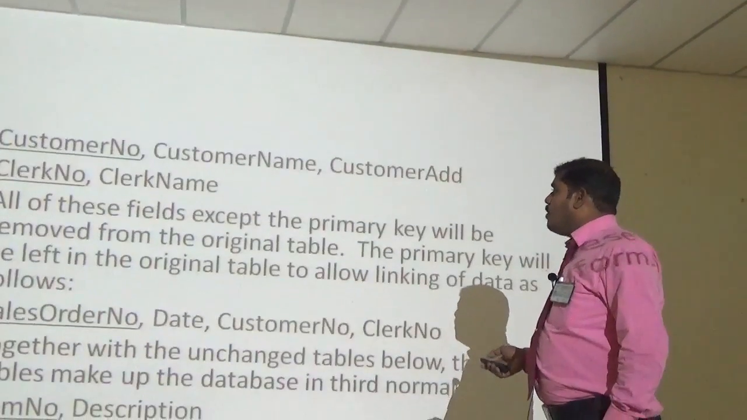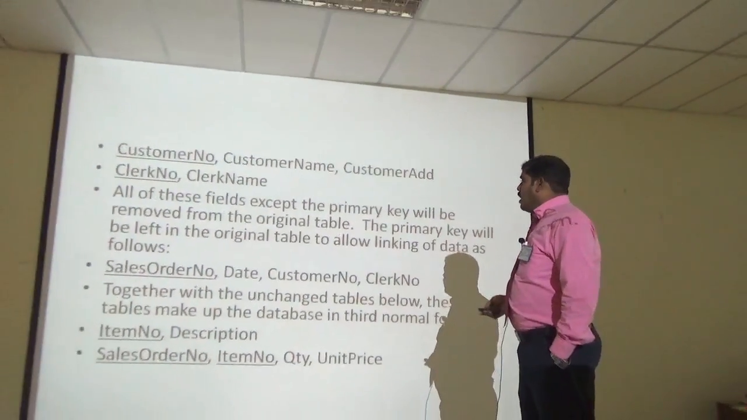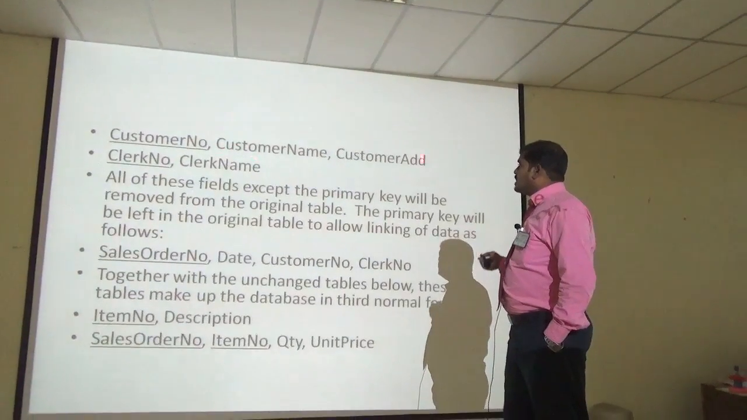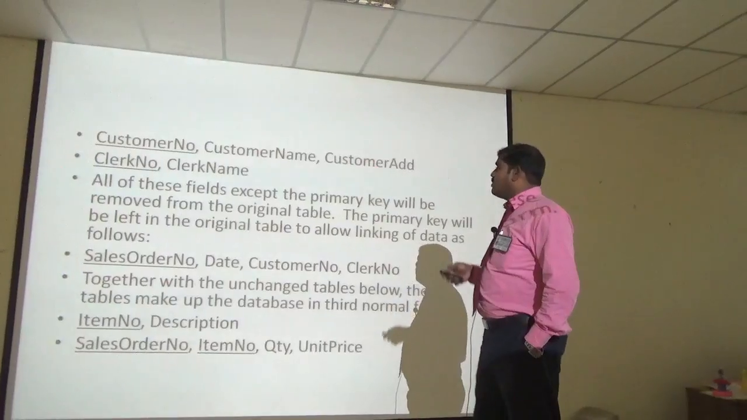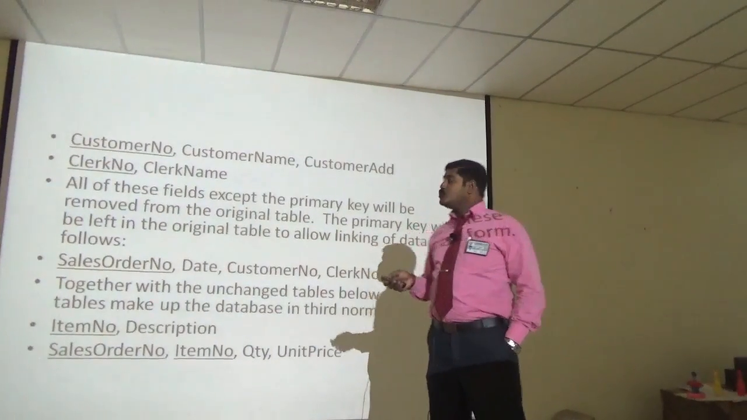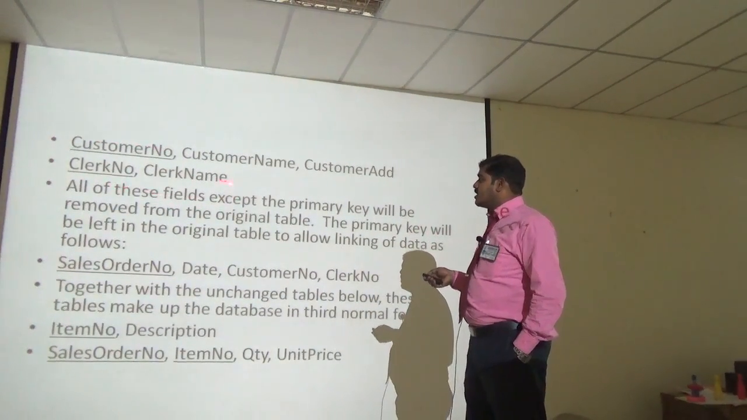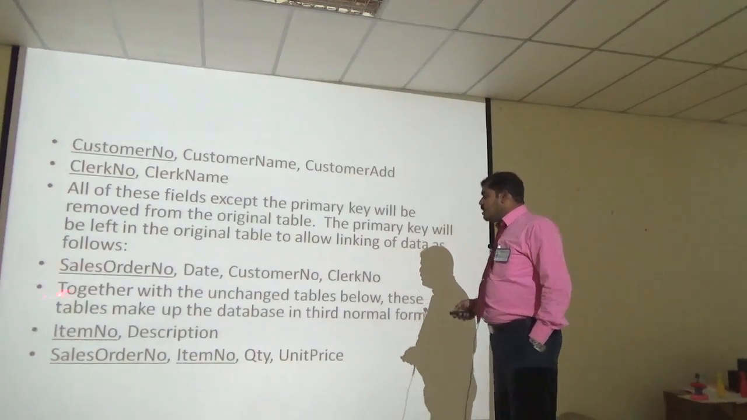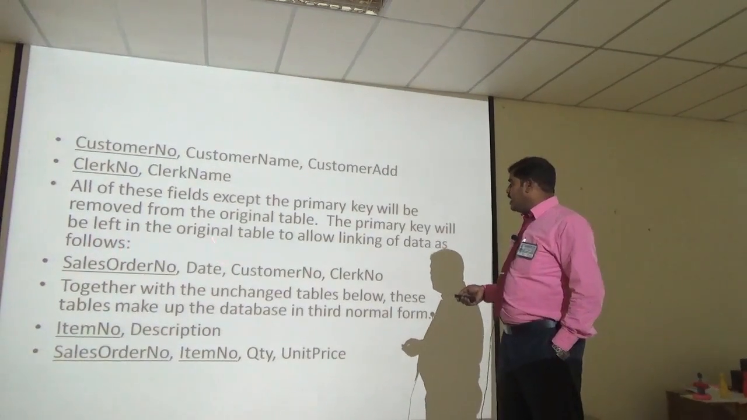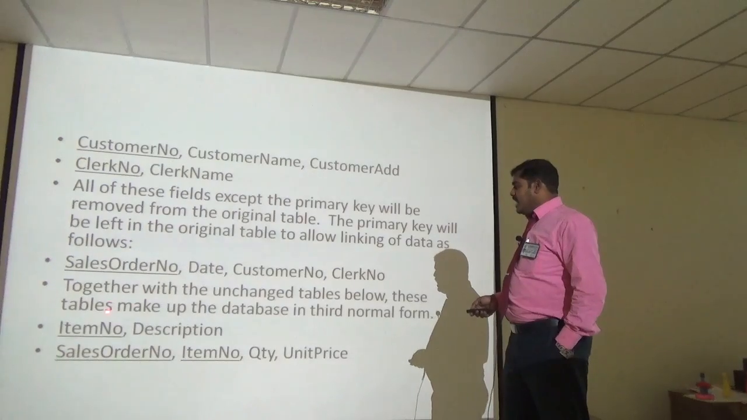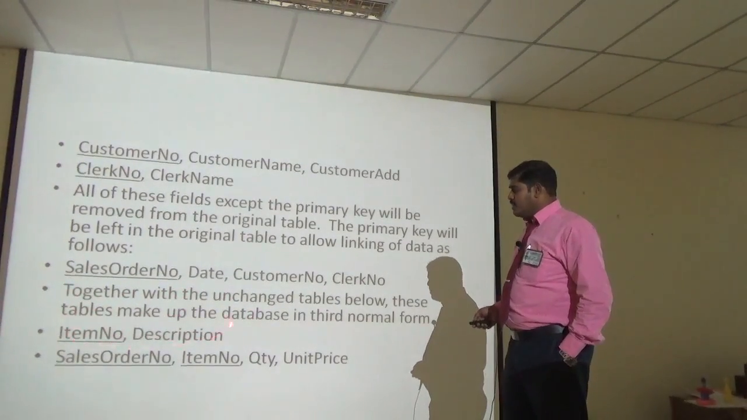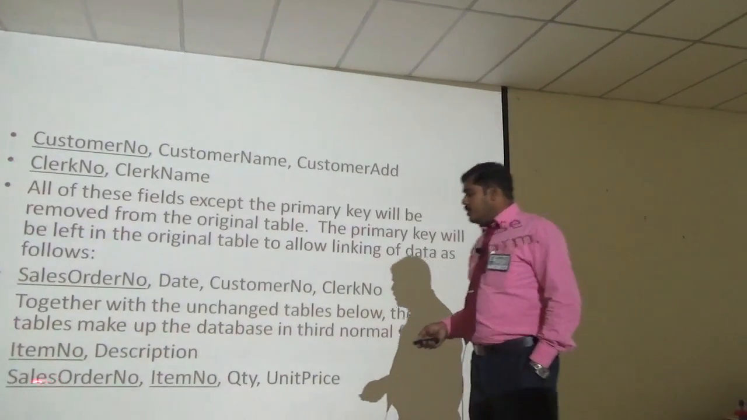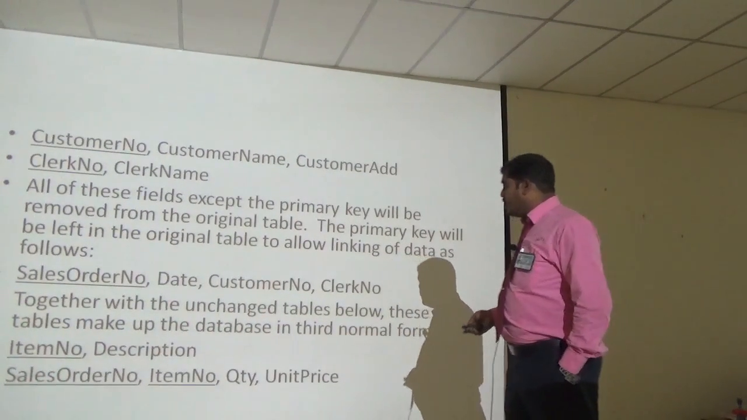After the third normal form, we'll have tables like this. I have separated the customer details: customer number, customer name, and customer address. If this customer comes in, which is the clerk detail? Clerk detail is clerk number and clerk name. The third table has the sales order number, date, customer number, and clerk number. Then the item table, which is the functional dependency, item number and description. And the last one is sales order number, item number, quantity, and unit price.